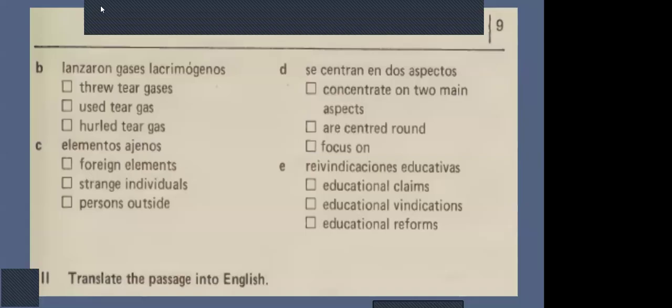Well, I would give here a third position in this case. I would use vindications because of the word itself. It's applicable to political issues, and I think that this is what it actually refers to. "Reivindicaciones educativas" had turned into a political issue also, but in the positive sense, I think, because they are claiming.